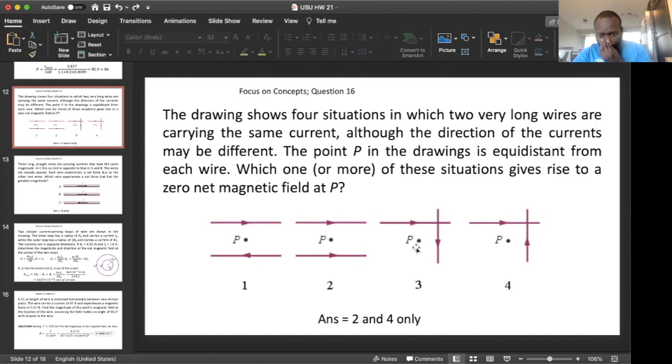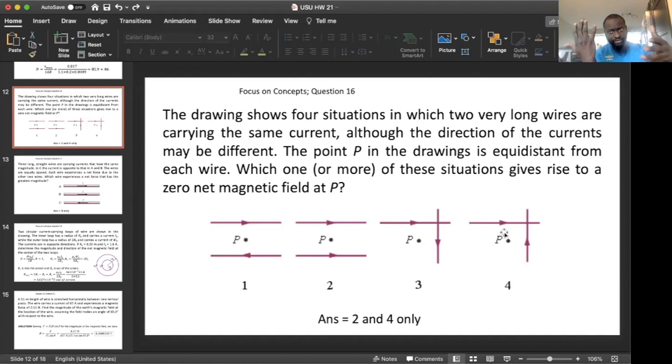Then let's see 3. Number 3 will not give 0, because at point P for the first one, it's going inside. For the second one, at point P, it's also going inside. So both of them will combine. You don't have 0.